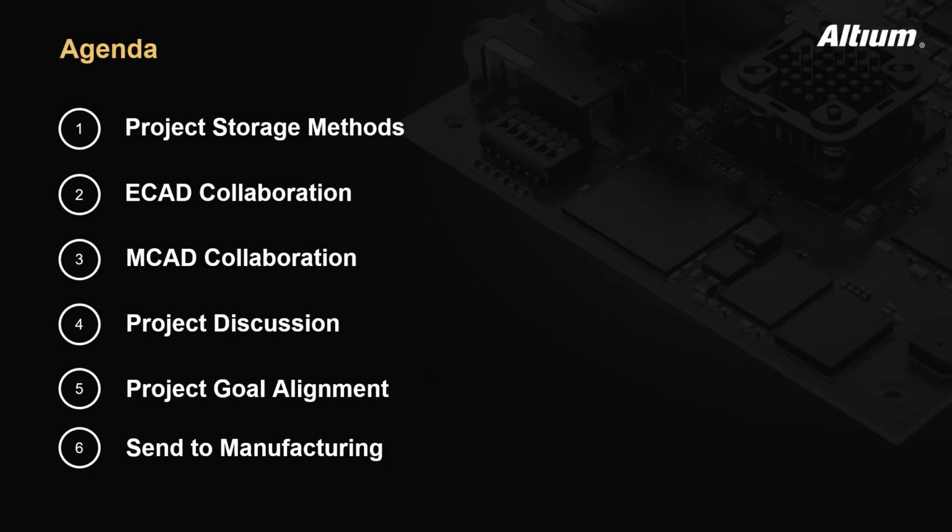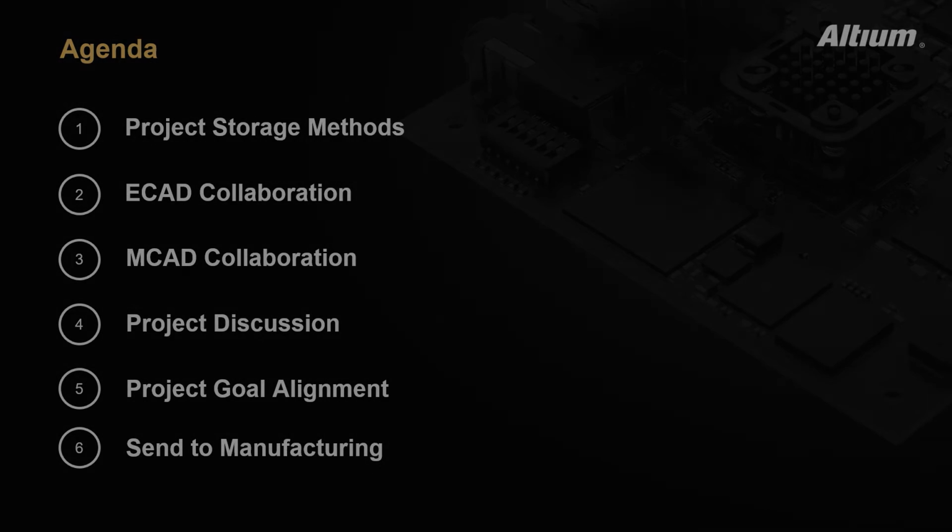During the webinar, we will begin by discussing project storage methods. The storage method you use will greatly influence how you approach both ECAD and MCAD collaboration. We'll look at traditional methods of collaboration and then some of the capabilities enabled by Altium 365. We'll then review challenges that occurred during project discussion of key areas, achieving project goal alignment with key stakeholders like customers, and lastly, sending designs to manufacturing.